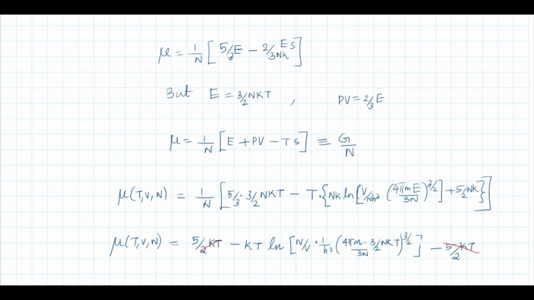G by n is Gibbs free energy of the system per particle. There are n particles, total Gibbs free energy is G. So G by n is the Gibbs free energy per particle. So you can say that the chemical potential of a system is the Gibbs free energy per particle.